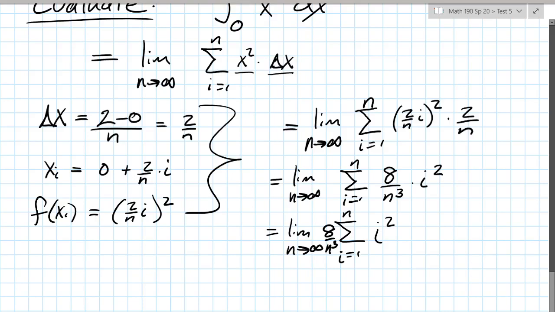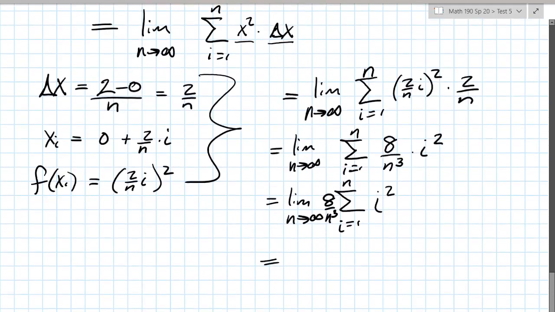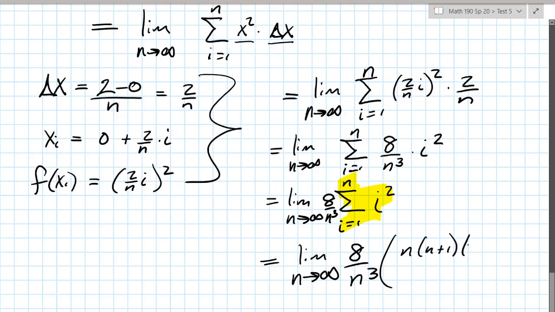Now using our summation formulas, we can replace the sum of i squared with its formula. We have our 8 over n cubed here, and it is n times n plus 1 times 2n plus 1, over 6. So we've gotten rid of the summation. Now we just need to evaluate the limit.